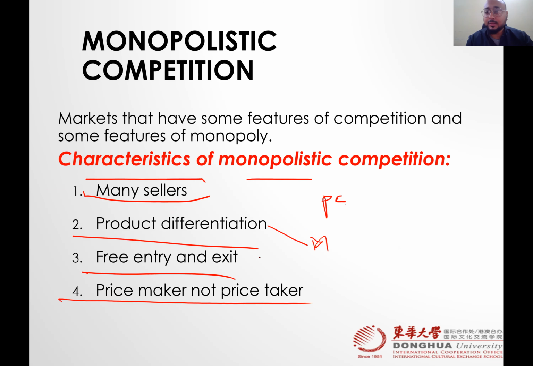Free entry and exit, this is perfect competition. Price maker, not price taker, this is monopoly. Because in perfect competition, both sellers and buyers are price takers. But here in monopolistic competition, the seller is a price maker. The seller is selling a similar but not identical product.